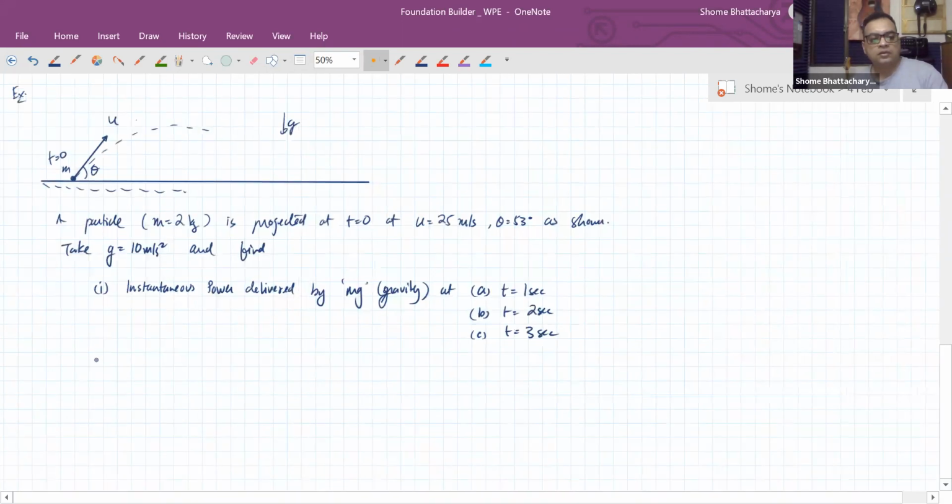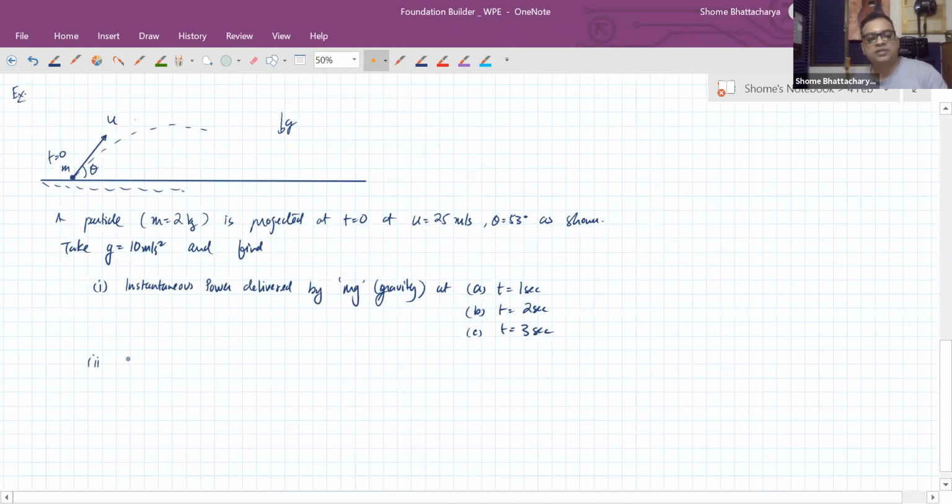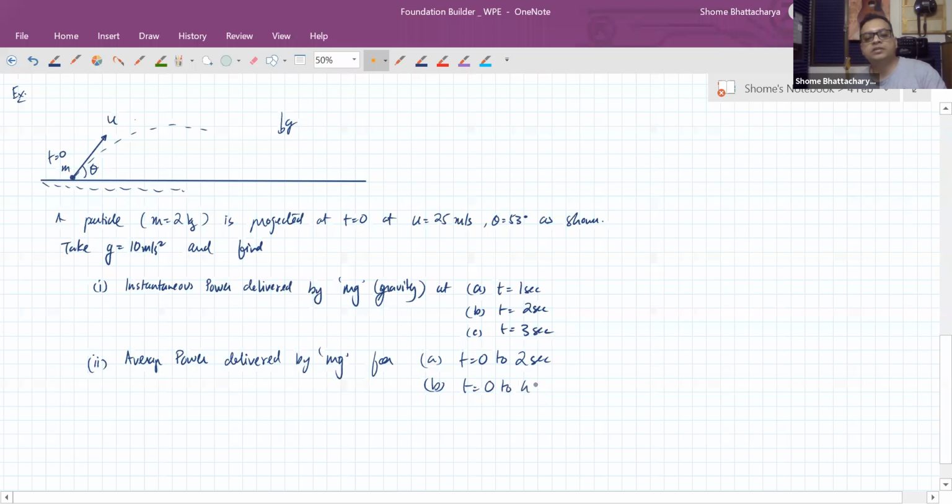And next up, the average power delivered by mg again for t equal to 0 to 2 seconds, and secondly for t equal to 0 to 4 seconds. So just try this out.